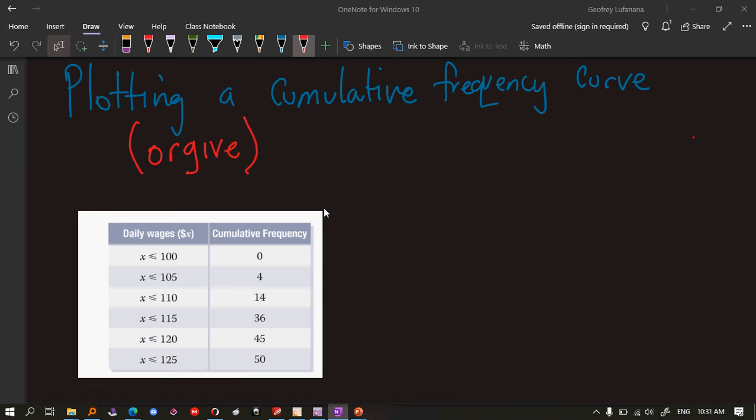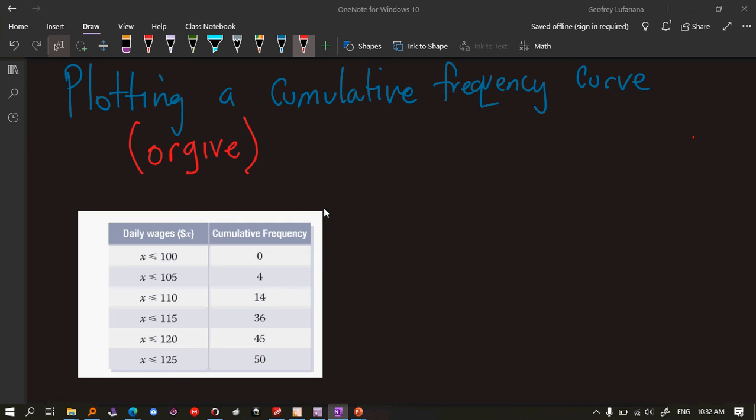In this video, I will be explaining how to draw or plot a cumulative frequency curve, which is also called an ogive. And we are going to use the data that we've been developing from the previous videos.